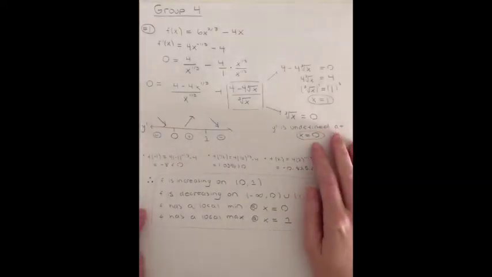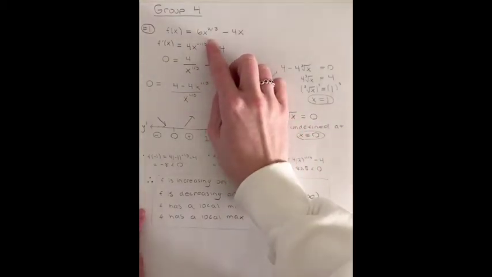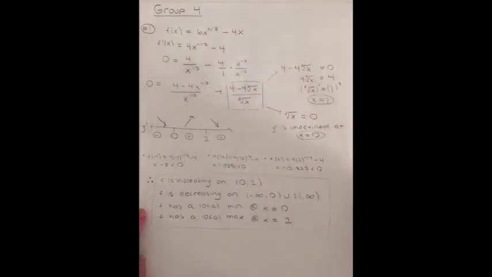We have a function here, f(x) = 6x^(2/3) - 4x, which we will analyze in detail to find where it is increasing and if there are any local extrema.